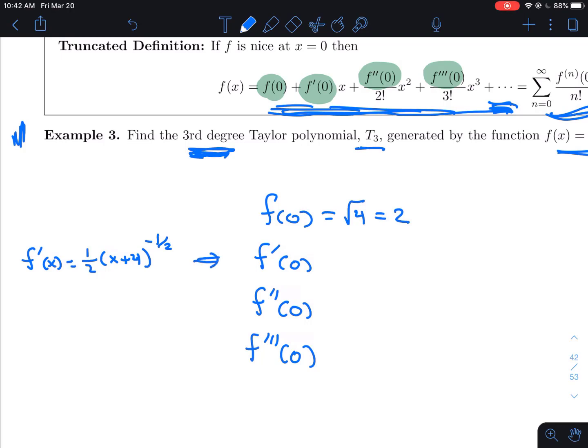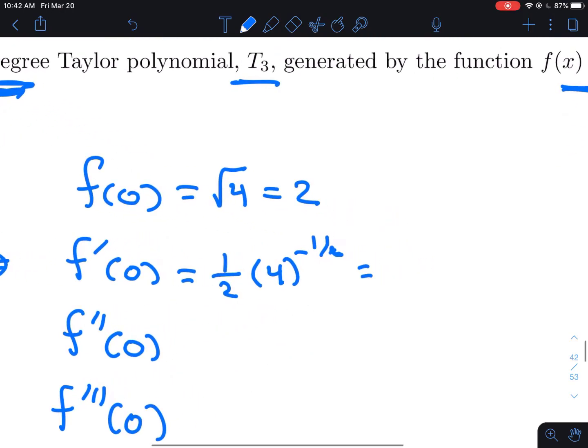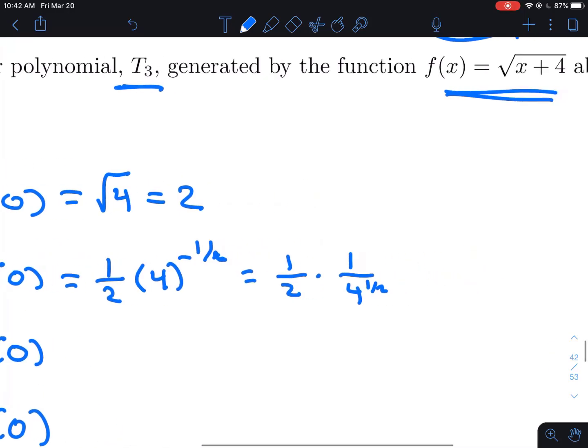So now that we have the derivative, though, we can plug in 0. So when I plug in 0 here, I'm going to have 1/2. And then I'm going to have 4 to the negative 1/2 power. And let's go ahead and spend a little bit of time now and simplify this. Remember, whenever you have a negative exponent, that's the same thing as division, right? So we're taking the reciprocal of this. And so this is just going to be 1/2 times 1 over 4 to the 1/2 power. And remember, raising things to the 1/2 power, that's the same thing as the square root. So the square root of 4 is going to be 2. So 1/2 times 1/2, that's going to be 1/4.